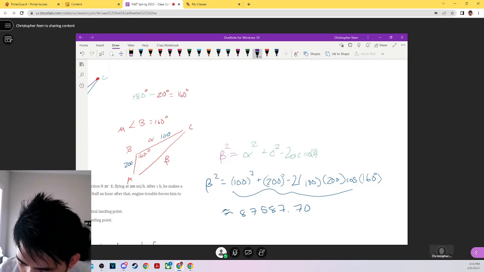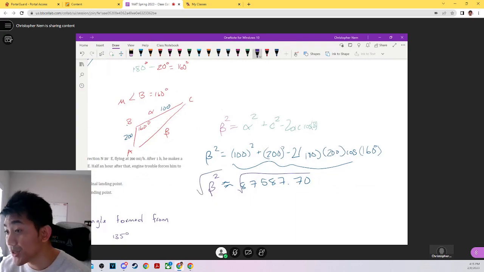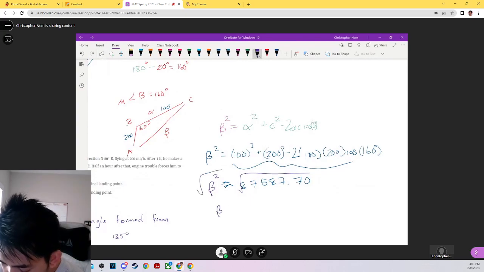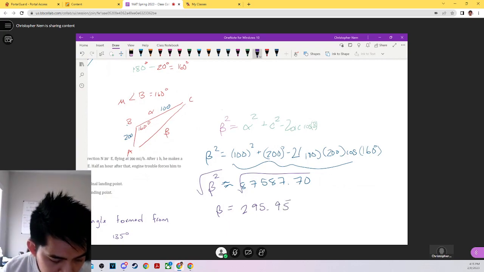Which means all I have to do now is square root both sides. You only get the positive answer. And this is what I mean. Cosine will give you one unique answer, which is very nice. Beta is equal to, what is that? 295.70.95. So that's the value of your beta in particular.